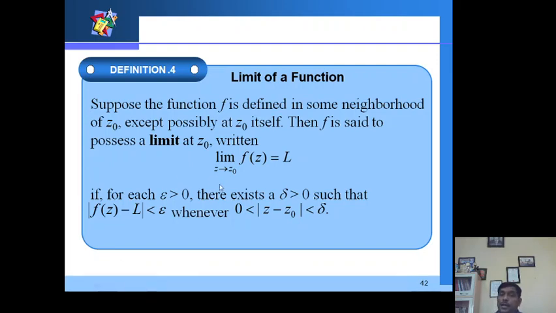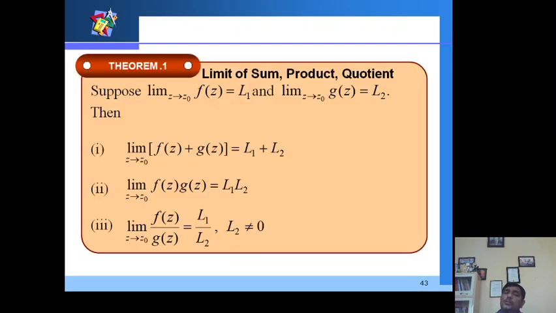If for every epsilon greater than 0, there exists a delta positive such that mod of f of z minus L is less than epsilon whenever 0 is less than mod z minus z naught is less than delta. This is known as the epsilon delta definition of the limit of a function. And also there are some properties related to limits of functions, that is, the limit of a sum, product and quotient.